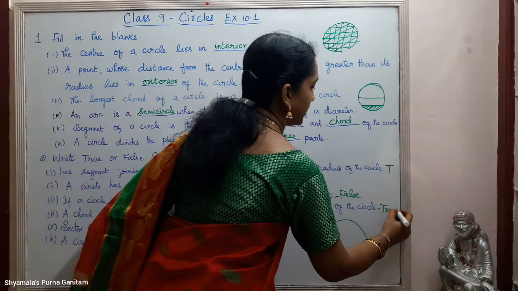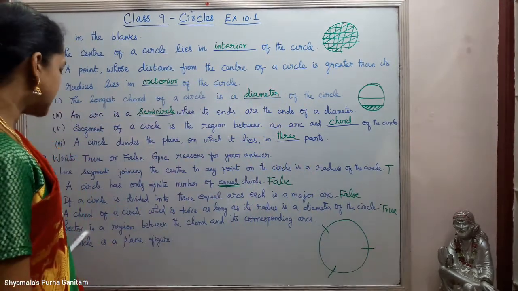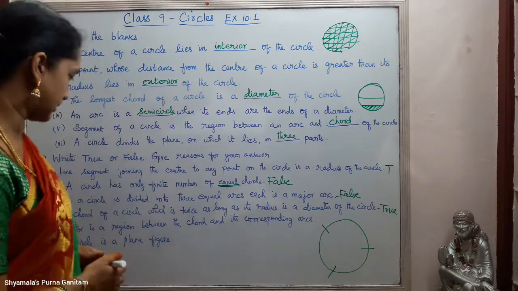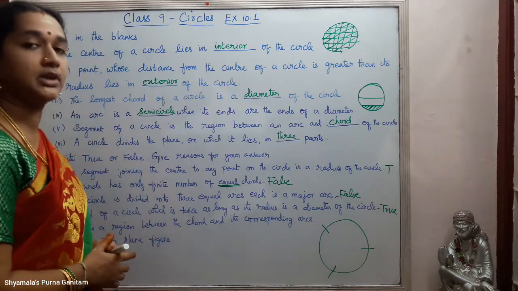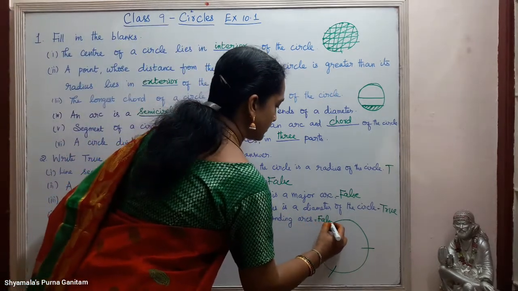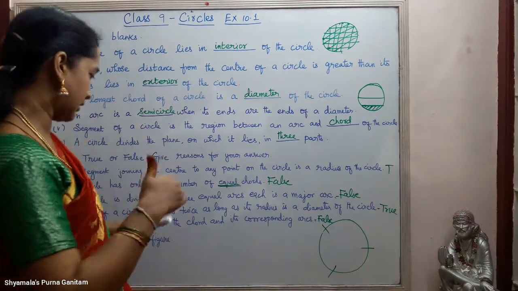So we will say that twice the radius is the diameter. A sector is a region between the chord and its corresponding arc. That is false. A sector is between the radius and the arc.